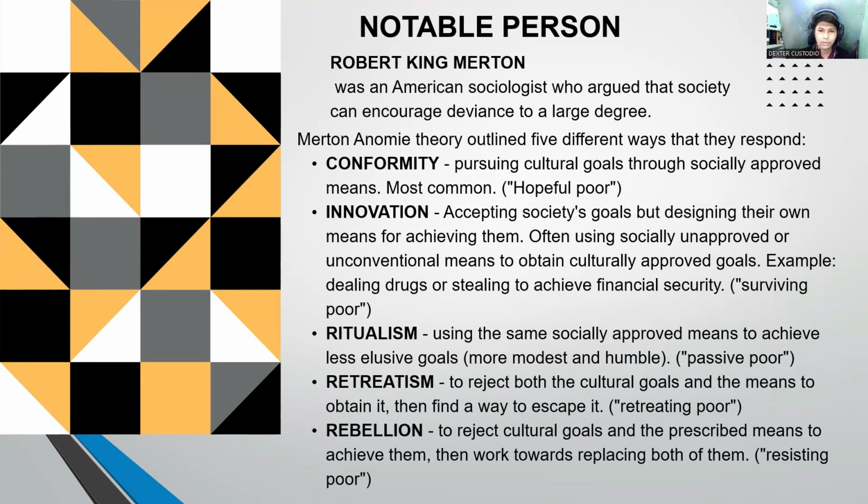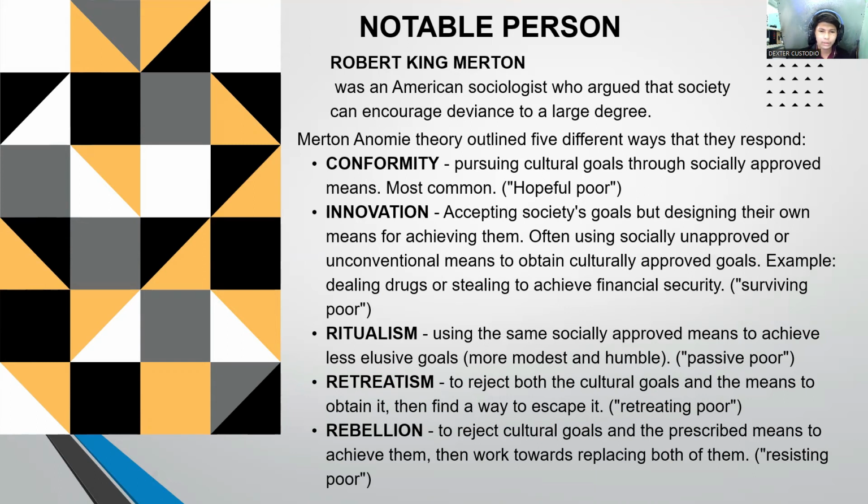Second, innovation: accepting society's goals but designing their own means for achieving them, often using socially unapproved or unconventional means to obtain culturally approved goals. Example: dealing drugs or stealing to achieve financial security, the surviving poor. Third, ritualism: using the same socially approved means to achieve less elusive goals, more modest and humble, the passive poor.